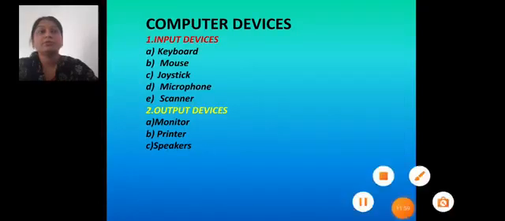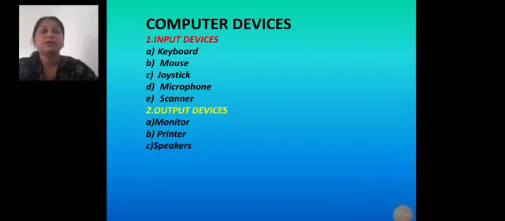Now students, what did we learn? We have seen that computer devices are mainly divided into three parts: input devices, output devices, and storage devices. In this session we have seen input devices: keyboard, mouse, joystick, microphone, scanner. Output devices: monitor, printer, speakers.